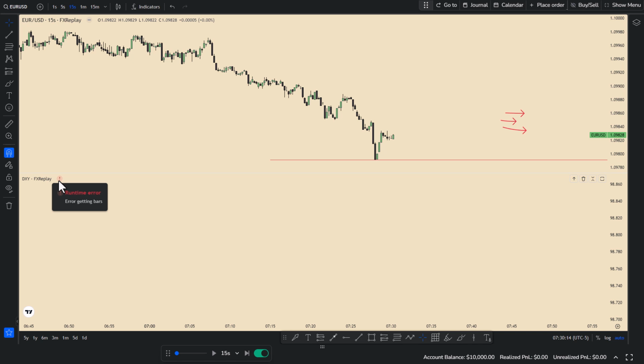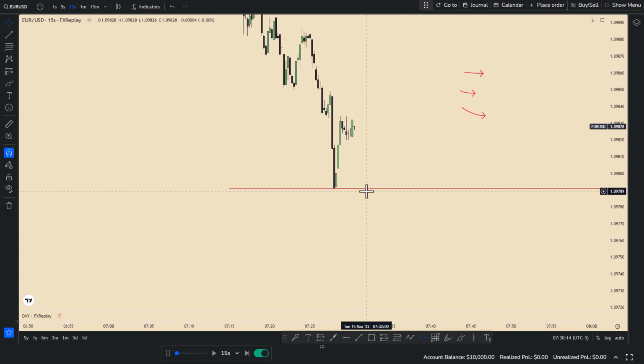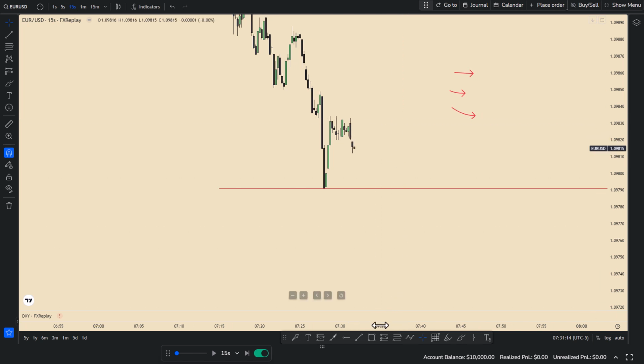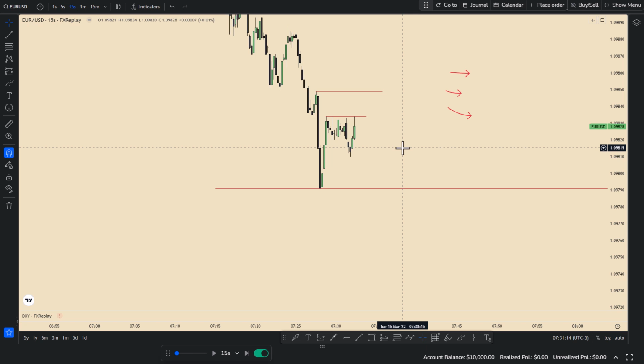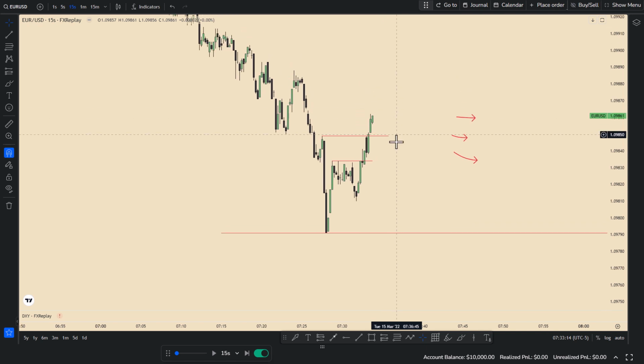So I don't know what's wrong with DXY here, but let's continue. And remember that this right here is the low. So the sweep might happen here. It can also happen here, we don't know that. Okay, so we have the sweep, and now we have line of defenses. This can push price to the upside. I want to see these get broken, right?